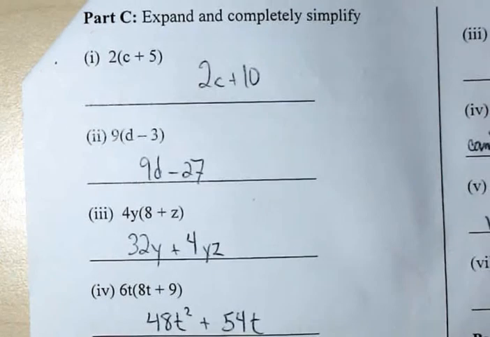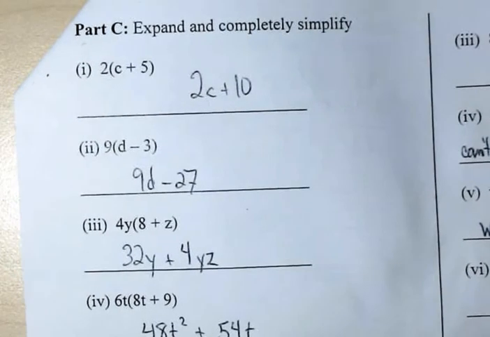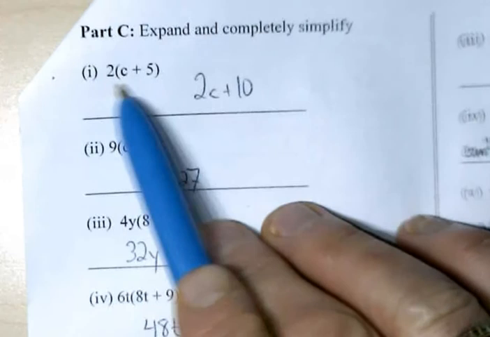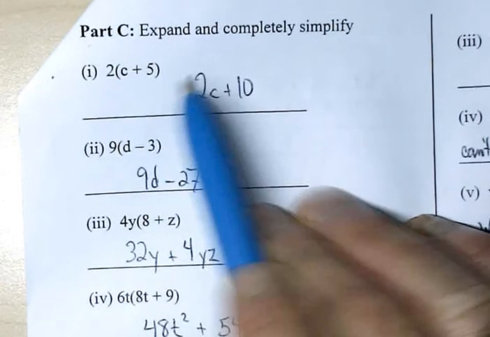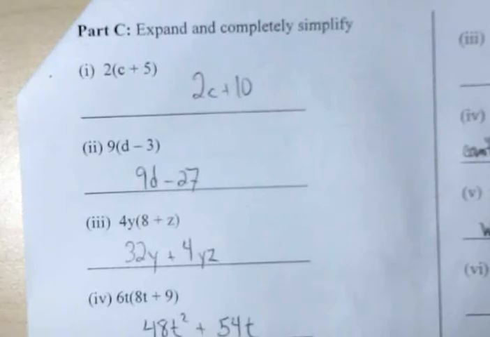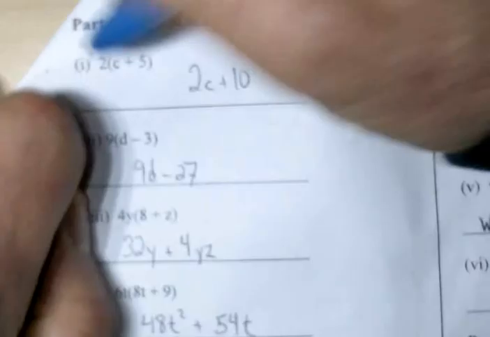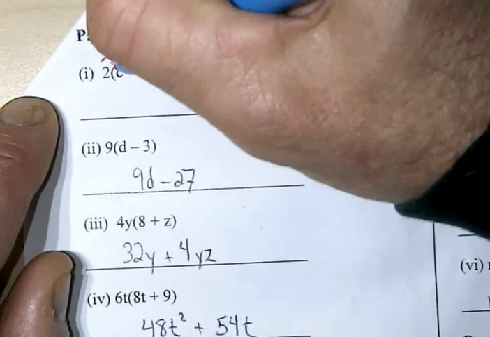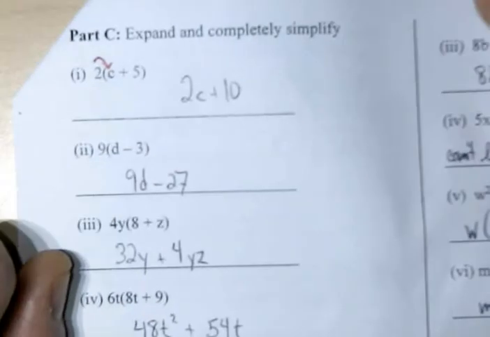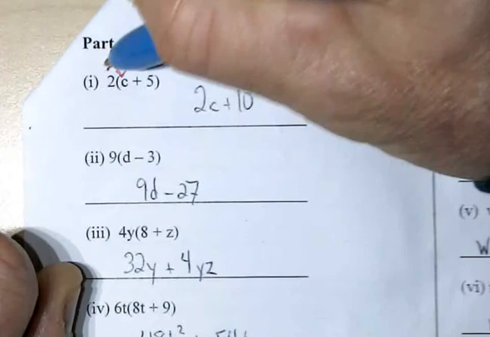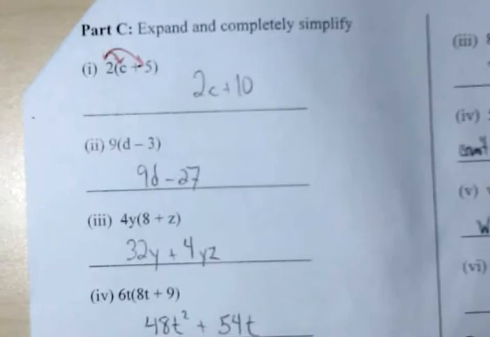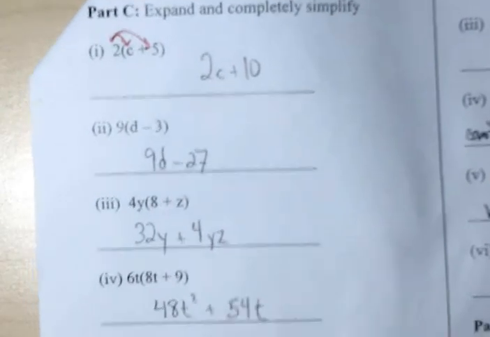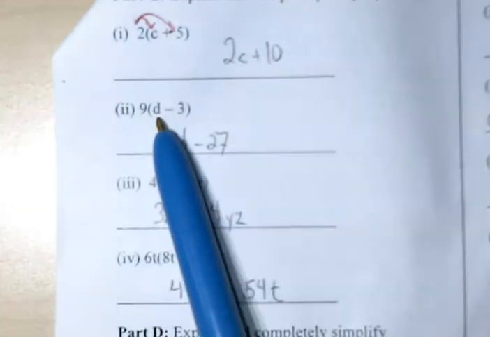Expand and simplify completely. Everything inside the brackets. Perfect. So we've got 2 times c. That gives us the 2c. And then 2 times a positive 5 gives us a 10. 2c plus 10. Number 2, 9d minus 27.